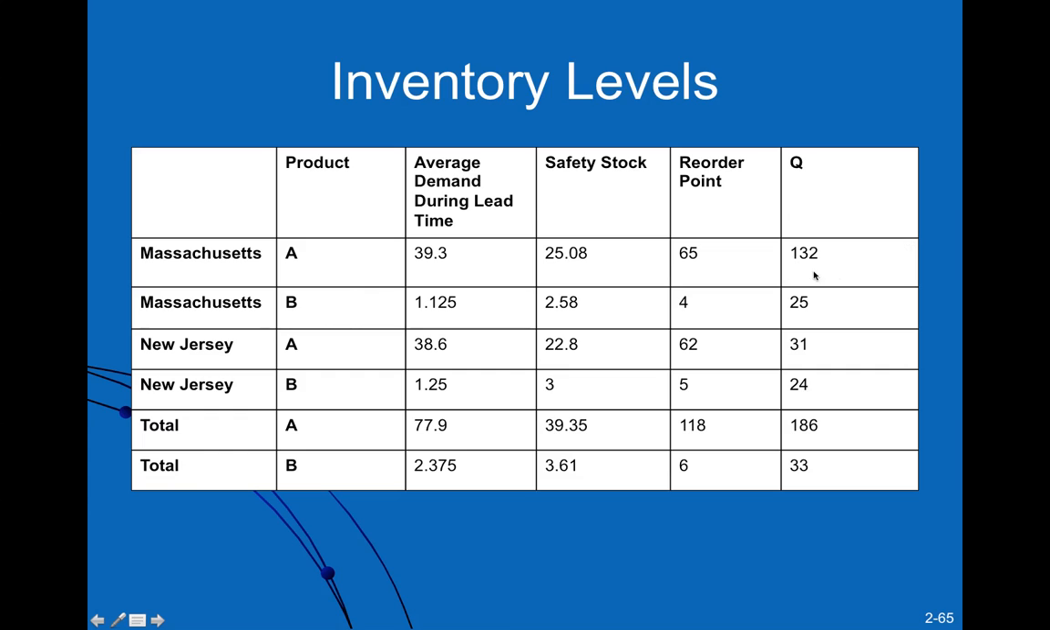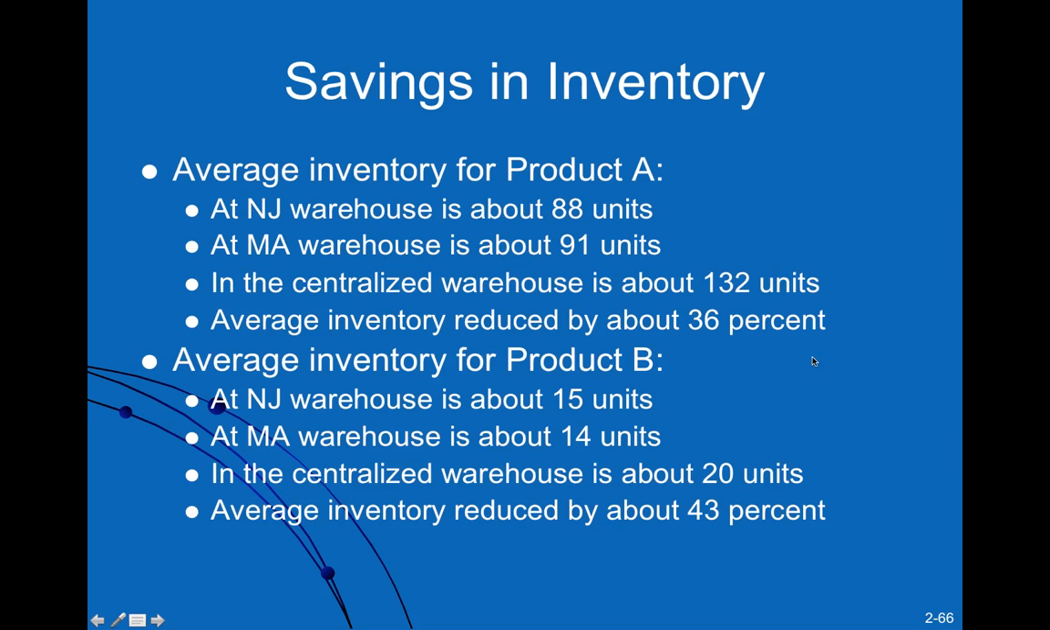So for example, 132 over 2 will give you approximately 66, and if you add that to your safety stock, 66, that should give you approximately 91, right? So we see here in Massachusetts, the average inventory for product A is 91 units, but it doesn't compute for New Jersey. So I believe that there might be an error in the calculation.